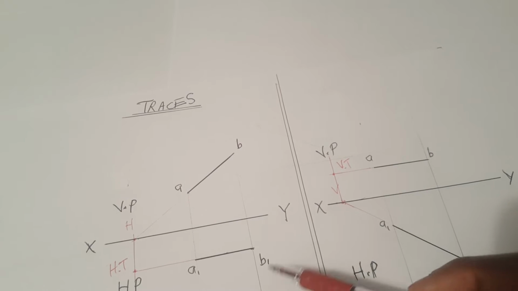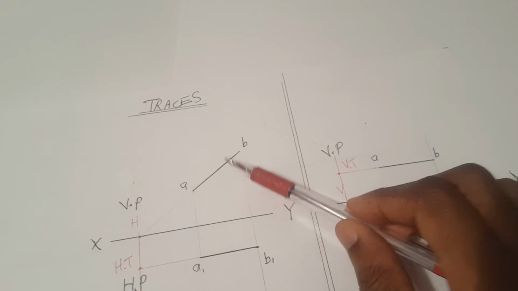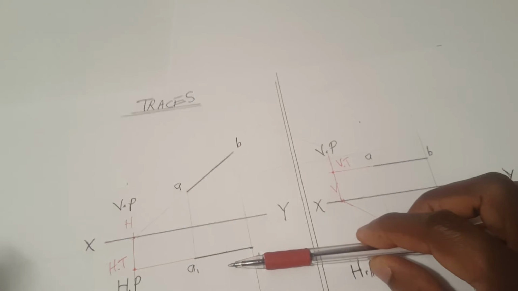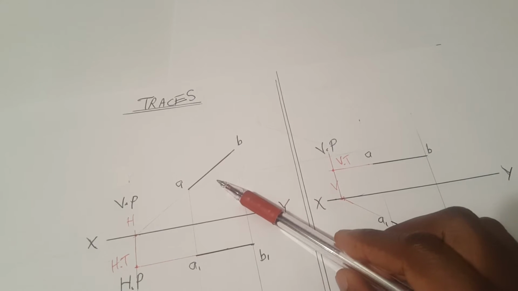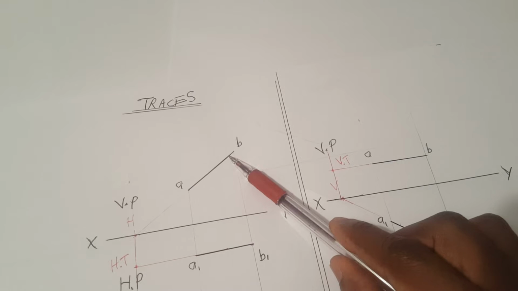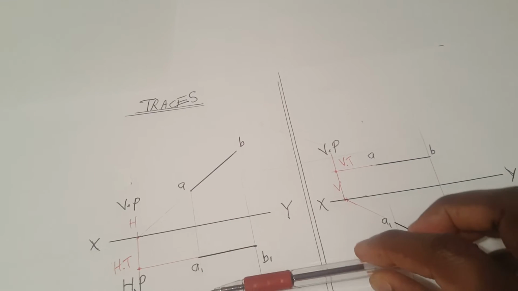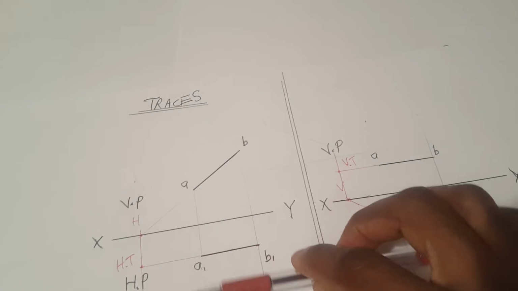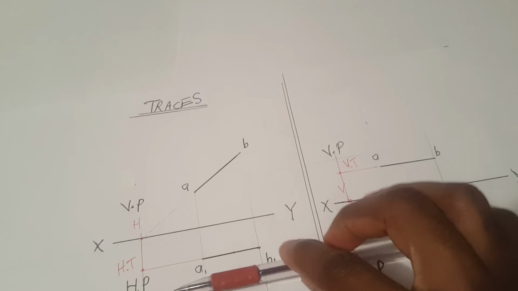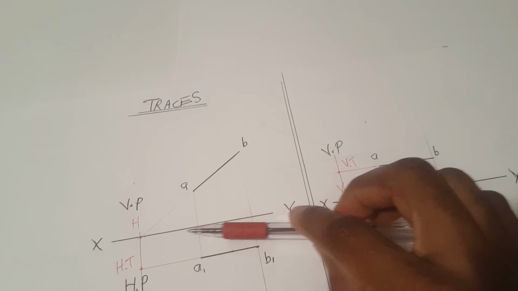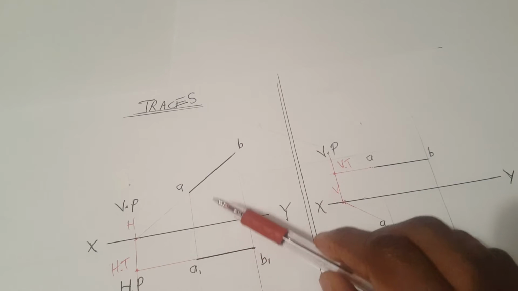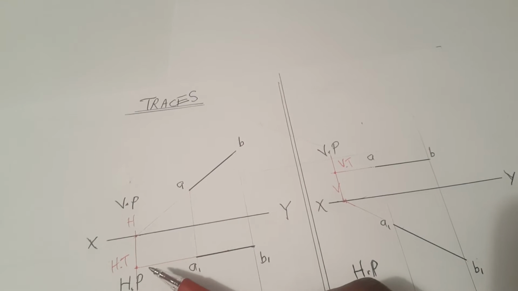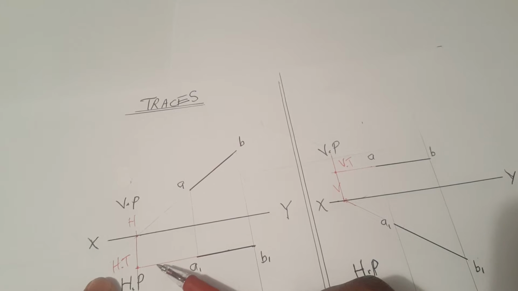In this example, we have the front and the plan elevation of the line. On the front elevation, the line is inclined, while on the plan or the horizontal plane, the line is parallel to the horizontal plane. In this case, we can only find the horizontal trace.